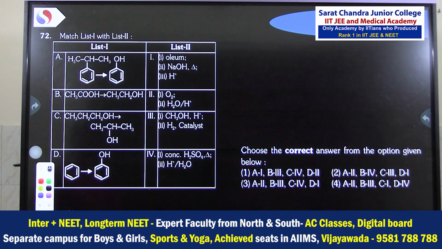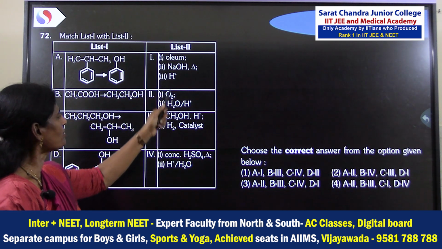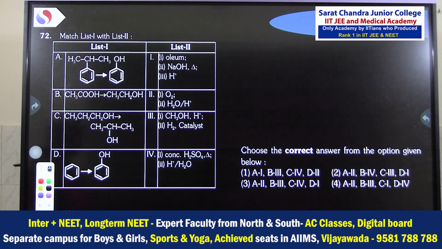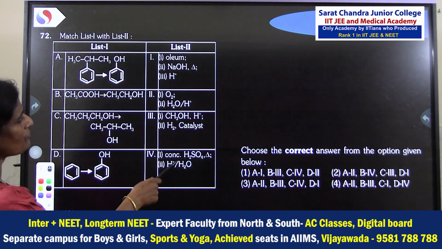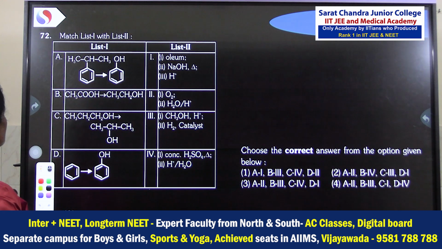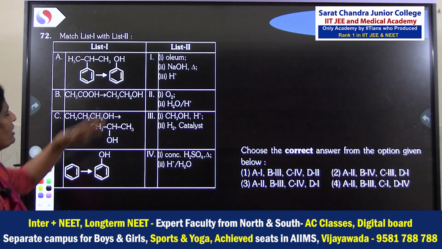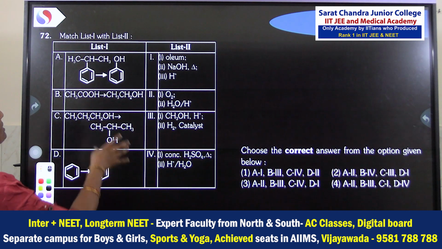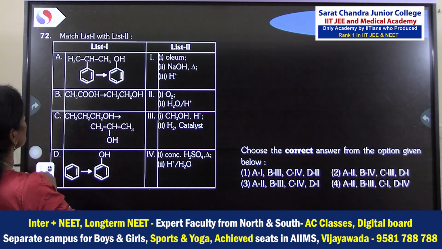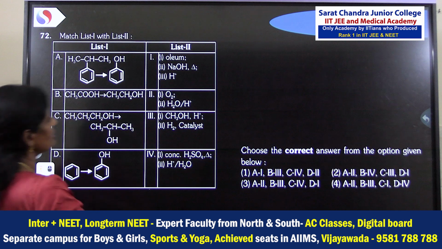Next is 72. Match list 1 with list 2. So again in list 1, some organic compounds are given and in list 2, some reagents are given. And choose the correct answer from the options given below. So in list 1, the first compound is isopropyl benzene. The conversion is from isopropyl benzene to phenol. So which reagent helps for this conversion?